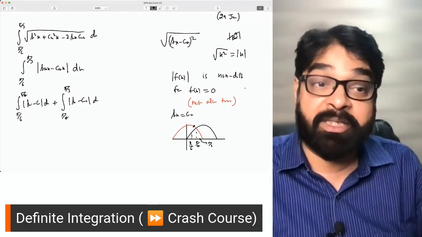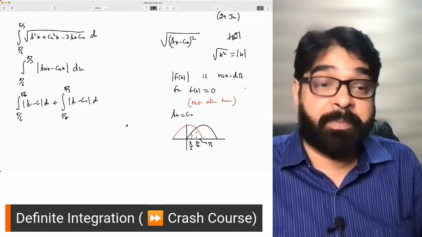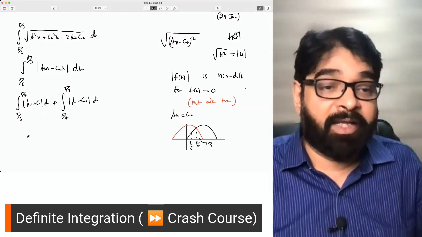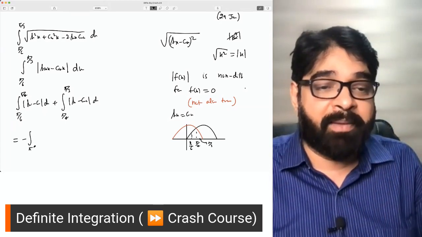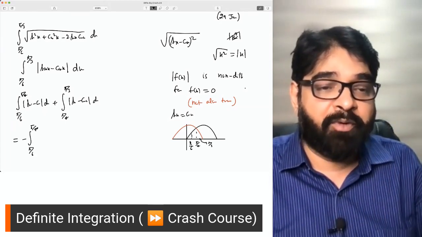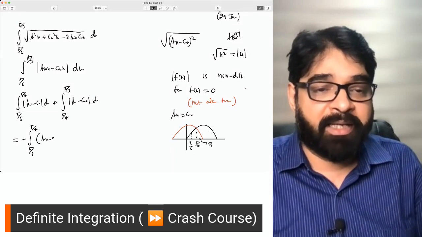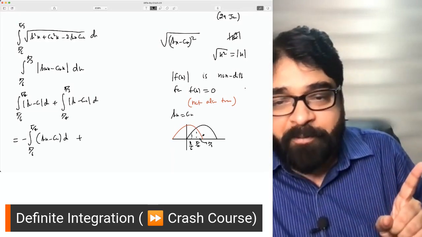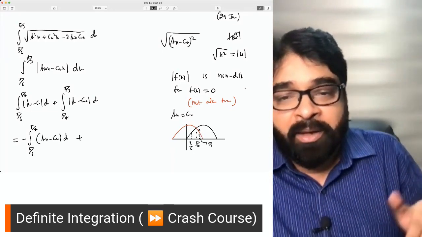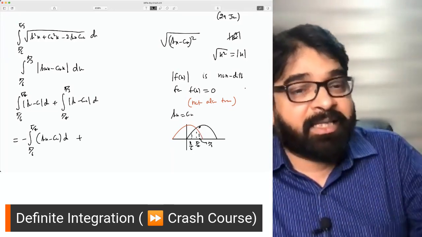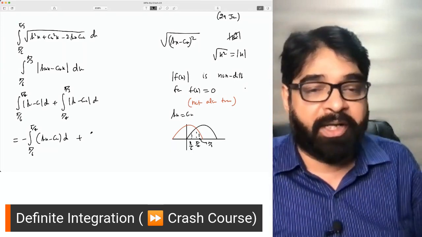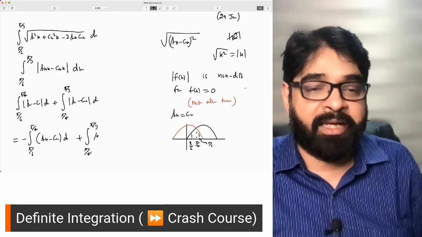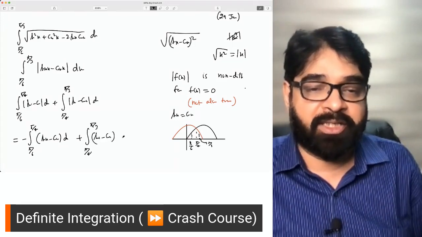So look, from pi by 6 to pi by 4, which is bigger? Red color is above, meaning cos x is bigger. Cos x bigger means this is a negative quantity. So if you remove the mod, a minus sign will come. So this will be minus integral pi by 6 to pi by 4 of sin x minus cos x dx. Plus, after pi by 4 to pi by 3, black color is above, meaning sin x is above. That means this is a positive quantity. So we'll say integral pi by 4 to pi by 3 of sin x minus cos x dx.